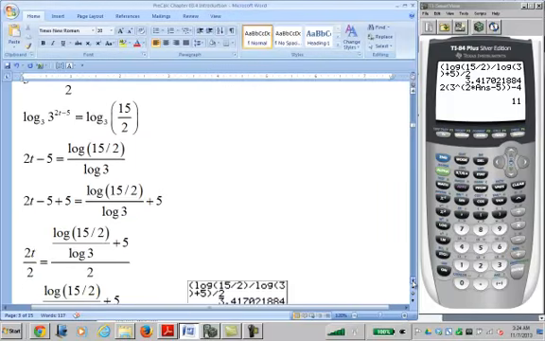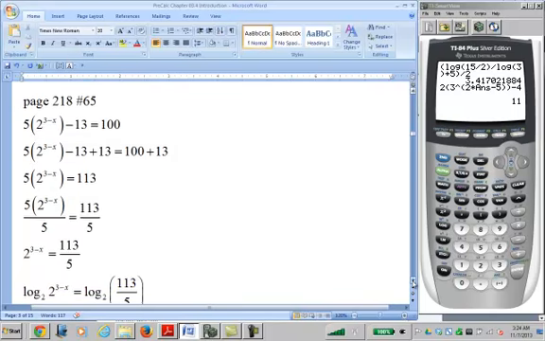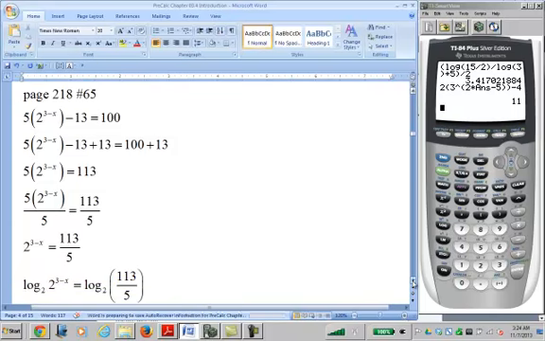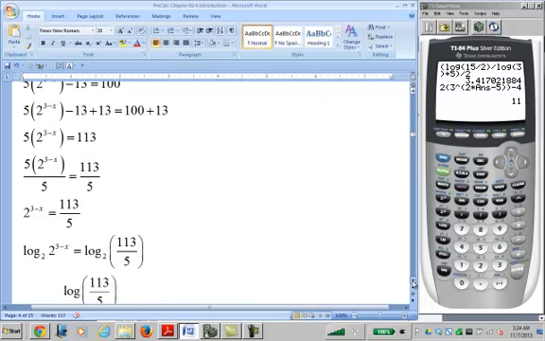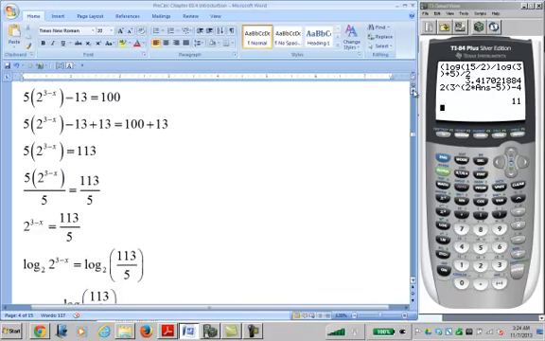Okay, so then the book wants you to do page 218, number 65. Now you can either do it on your own, and then come back and check your work. Why don't you do that? You can scroll back up in this thing if you want, or you can just follow along here. And you can see the reciprocal operations as in the previous example to isolate 2 to the 3 minus x equals 113 over 5.